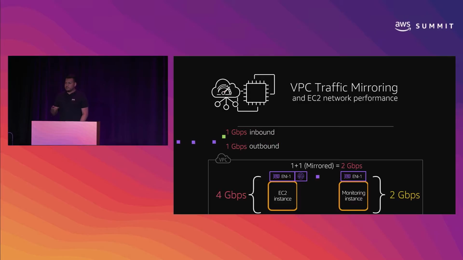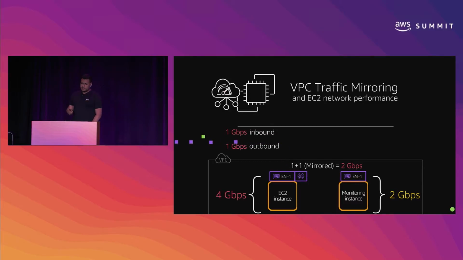So it's a simple math equation. If you send 5 gigs of traffic into that left instance, that instance has to support 10 gigs of traffic. So you need an instance that can support a 10 gig interface on it, and then you can only mirror up to 5 gigs of traffic.